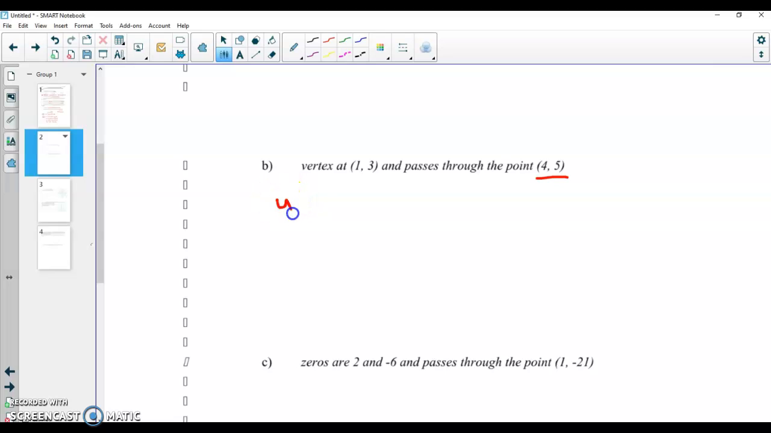We know we can start writing the vertex form. y is equal to a, we don't know what it is yet, (x, the h is 1, so minus 1), and then the k is 3, so plus 3. Don't forget to put the squared here.